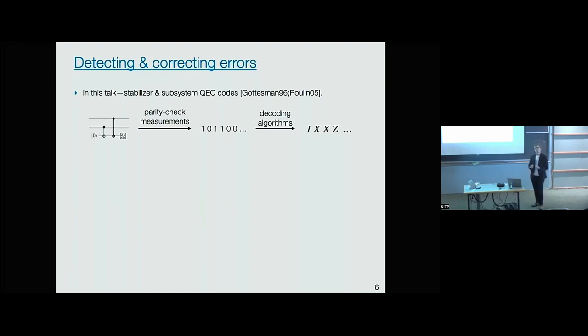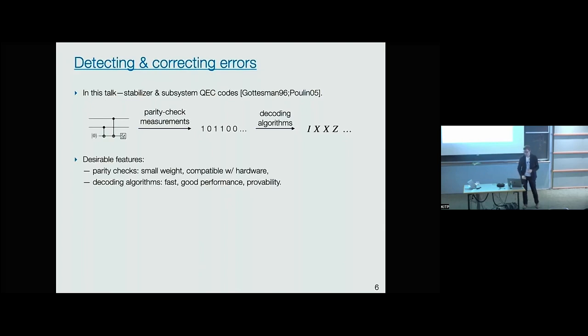From those measurements, we get some measurement outcomes, some bits of information. And this classical data is what we use to detect the presence of errors and find a corresponding recovery operator. For stabilizer and subsystem codes, the recovery operator would be some Pauli operator, and we can find it by implementing certain decoding algorithms that take as the input this classical data.